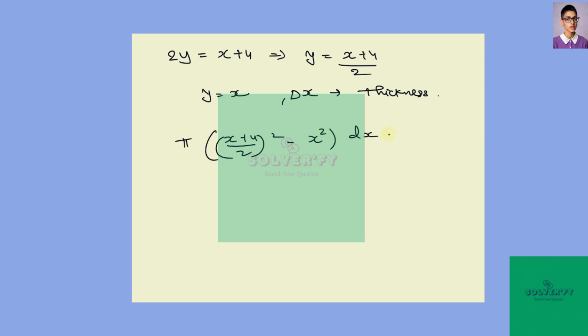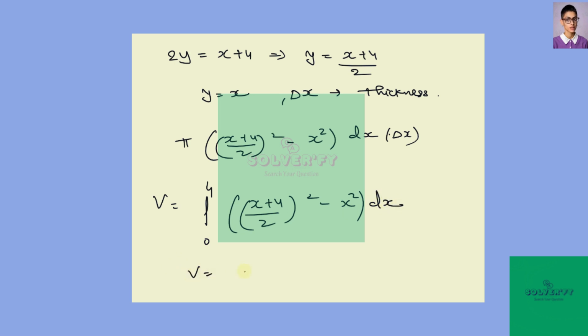Here this del x can also be written as delta x. So volume V equals the integration over 0 to 4 of ((x plus 4) upon 2) whole squared minus x squared, dx. By calculating this, we have volume V equals 16 pi cubic units. So this is our first solution.